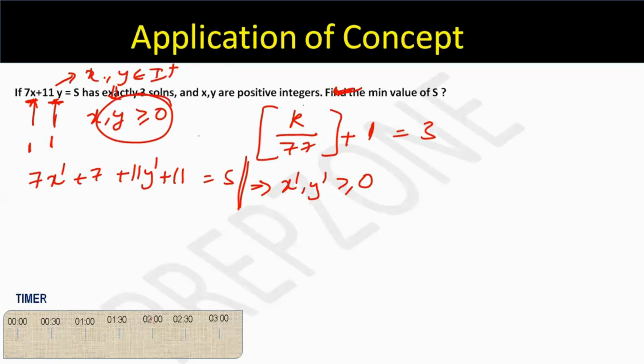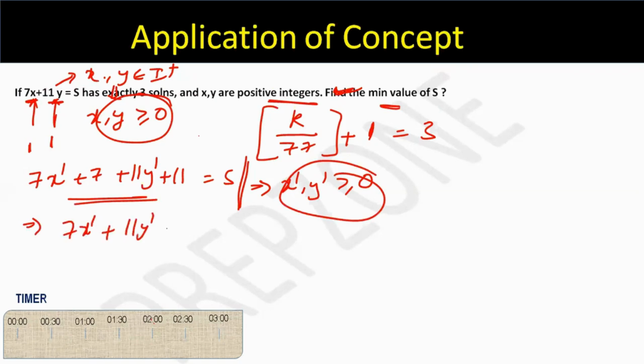Hence, just remember this: if minimum is asked and positive integers are given, what you have to do is give the minimum value of x and y and try to convert this equation into a new equation such that x and y are non-negative. Now this equation makes sense. So now I can rewrite this as 7x' + 11y' = s - 18. And now here x' and y' are non-negative.